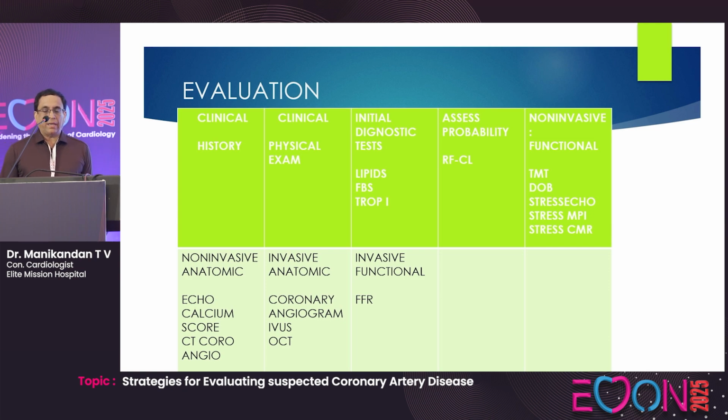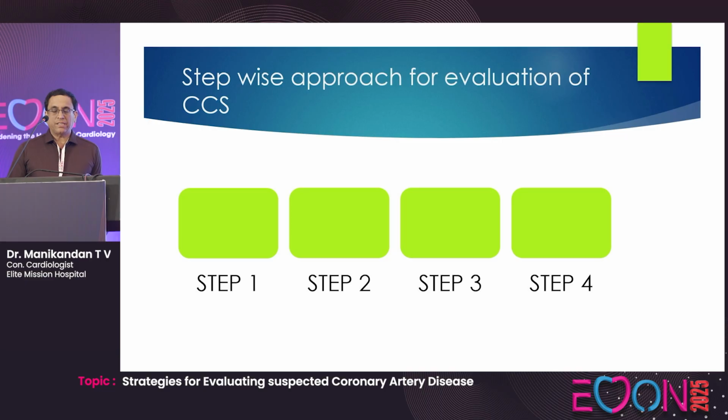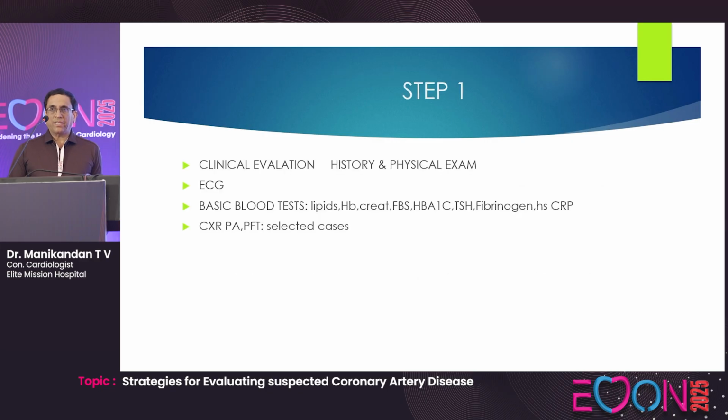About the stepwise approach, the ESC, European guidelines suggest a stepwise approach for evaluation of chronic coronary syndrome. Step one, the initial history and all. Step two, assessment of the likelihood. Step three is diagnosis, and step four is management. The step one, we already know: the clinical evaluation, history and physical examination. Most of us know, and we are not going to detail. ECG, basic blood tests as shown, and in some cases chest X-ray and PFT to rule out pericardial or pulmonary causes.